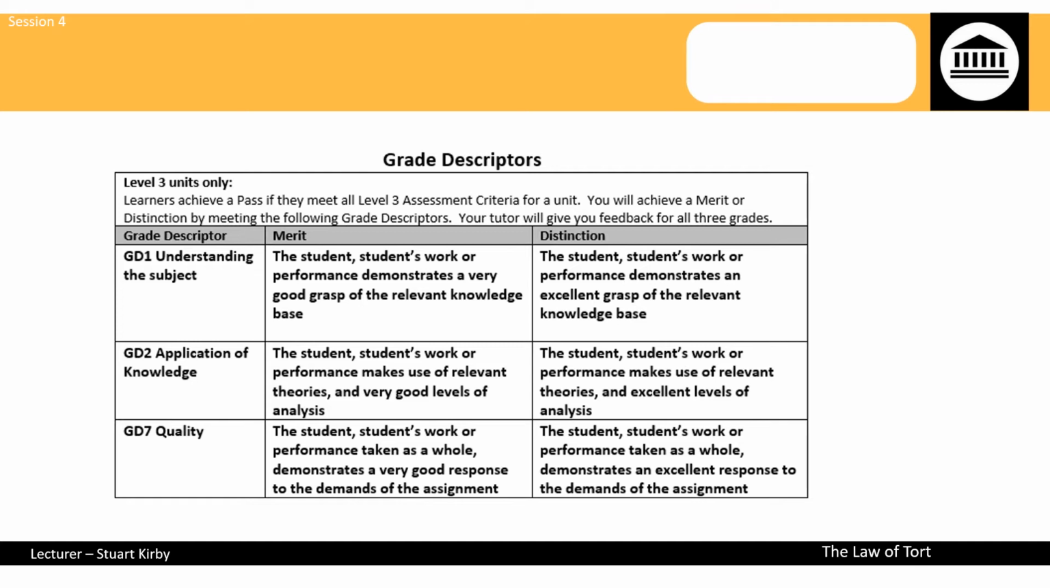And then GD7, quality, the student's work or performance taken as a whole demonstrate an excellent response to demands of the assignment. The demands of this assignment is that it's an academic essay, and therefore you must reference your work correctly in the Harvard referencing. This is our second attempt to do this after law of contracts. I'm looking for good in-text referencing or in-text citations, followed by a good reference section or bibliography section. And that's what I'm looking for a distinction.